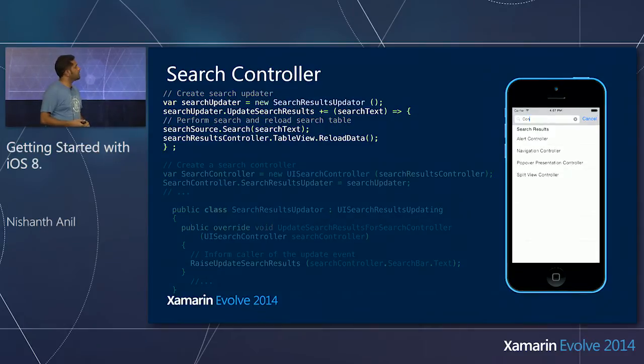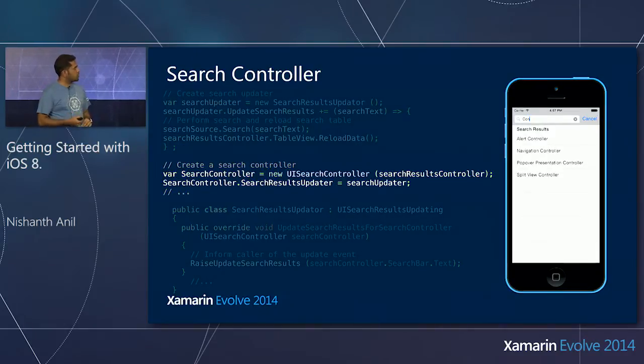controller. When you create the search controller, it'll ask you for what's your results controller. So you pass in the results controller, and then you also say, what's your search updater? That's all. And then in this case, if you see the table view, I'm just populating the same thing. It's the same search results. But you can actually populate into any other collection views or anything that you think is right for your app.